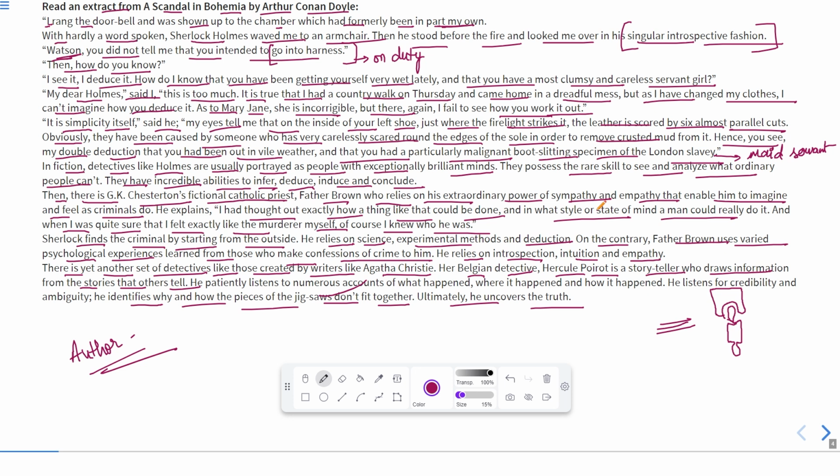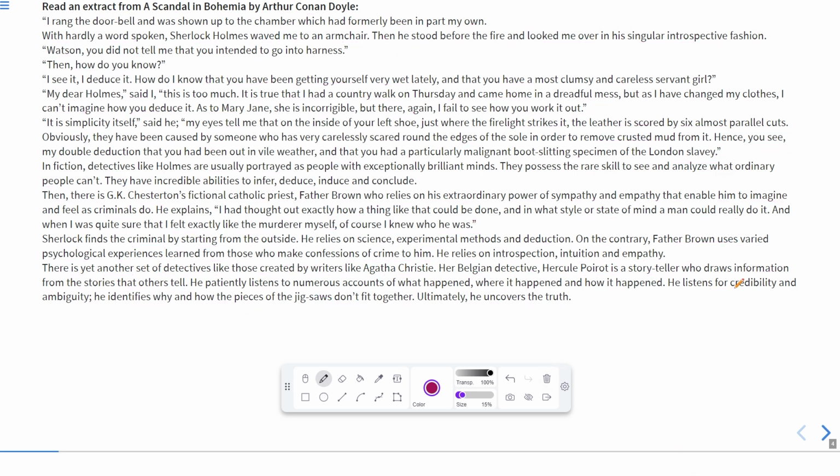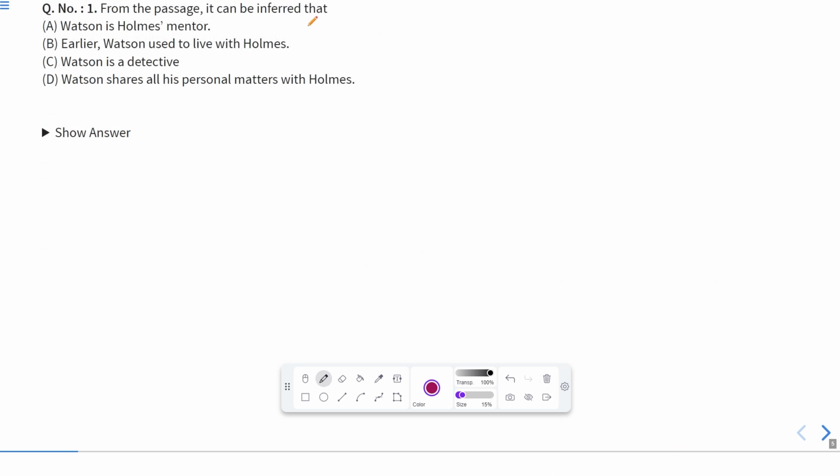Now it is time to discuss the questions based on this passage. Let us go to the questions now. So this is question number 1. From this passage it can be inferred that, now they are asking what you can infer or what you can conclude.